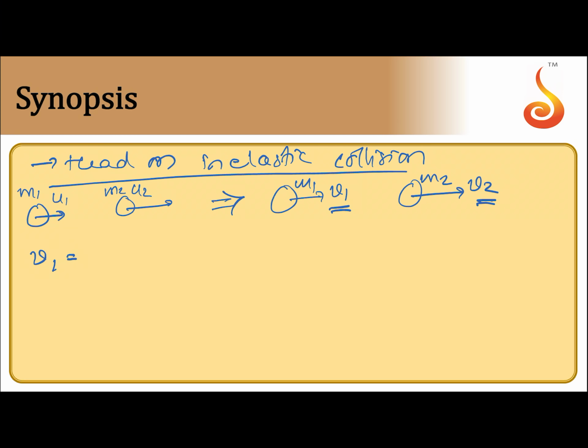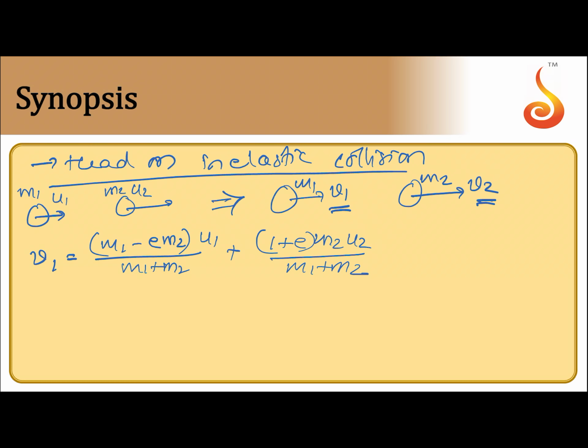to (M1 minus E M2) into U1 divided by (M1 plus M2) plus (1 plus E) into M2 into U2 divided by (M1 plus M2). This is the final velocity considering inelastic collision.